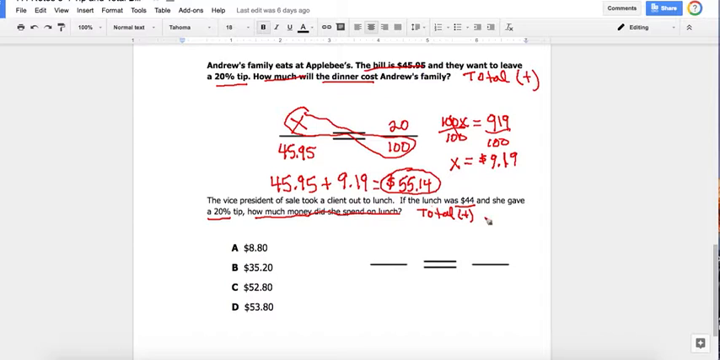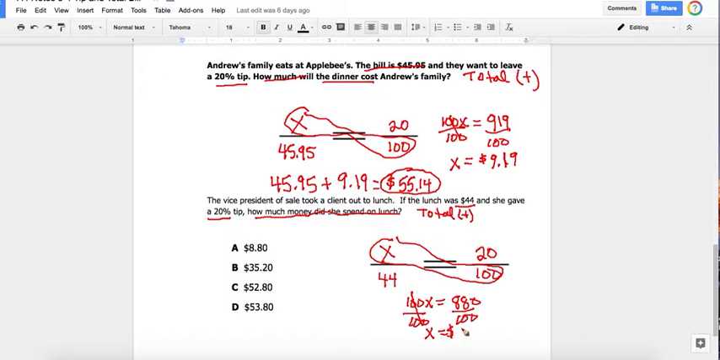Okay, so what's percent out of 100? And the cost of the lunch was 44, so that's our whole here. And we have to find the tip before we can find the total. So 100 times x is 100x. 44 times 20 is 880. I divide both sides by 100. The hundreds, of course, cancel. And my tip is $8.80.